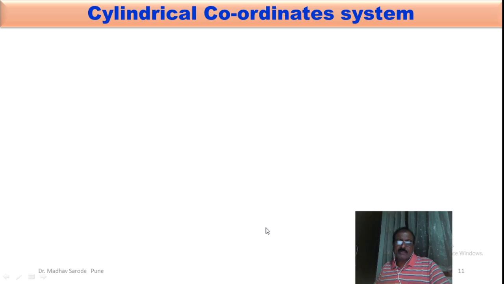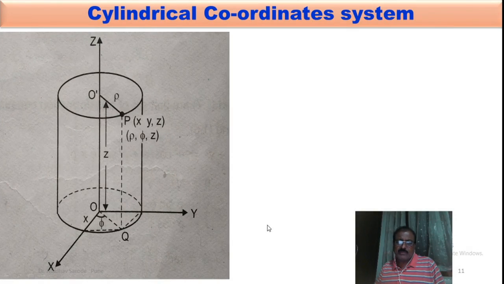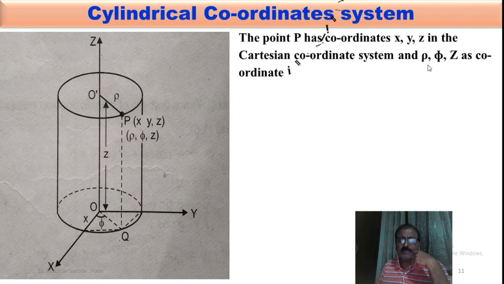Now we study the third coordinate system, that is the cylindrical coordinate system. In the cylindrical coordinate system, there are three coordinates we use: rho, phi and z. In Cartesian coordinates, x, y, z are the coordinates, and rho, phi, z are the coordinates in the cylindrical system. If P is the point x, y, z in Cartesian coordinates, then it has rho, phi, z as coordinates in the cylindrical polar coordinate system.